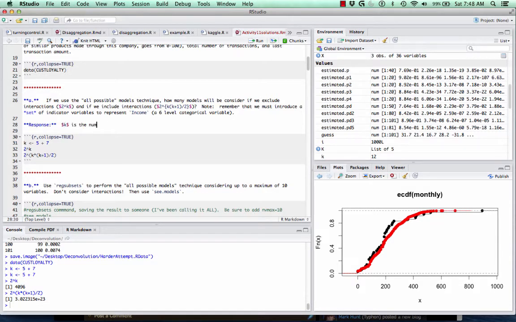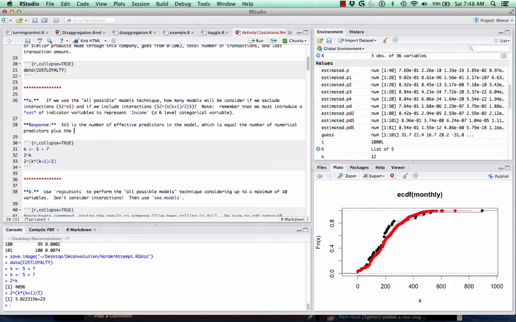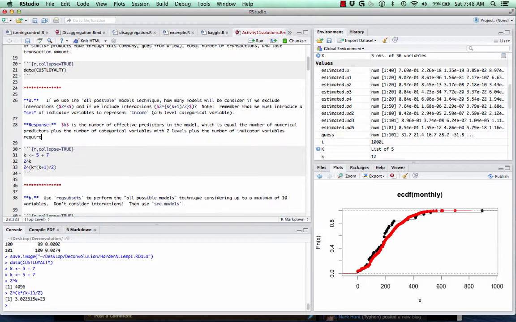So k is the number of effective predictors in the model, which is equal to the number of numerical predictors plus the number of categorical variables with 2 levels plus the number of indicator variables required to represent categorical variables with more than 2 levels.